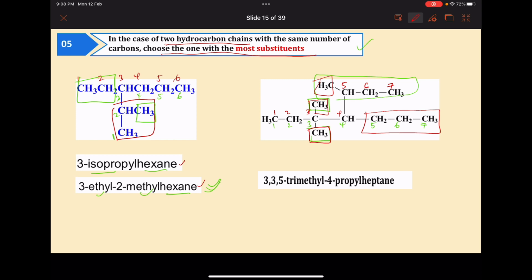That's why the name for this compound is 3,3,5-trimethyl-4-propylheptane. It means there are methyls attached at the third carbon and fifth carbon, and propyl attached at the fourth carbon. This is propyl, this is methyl.